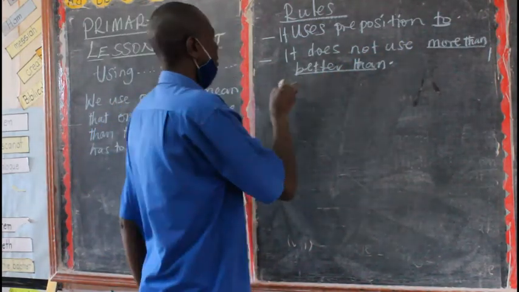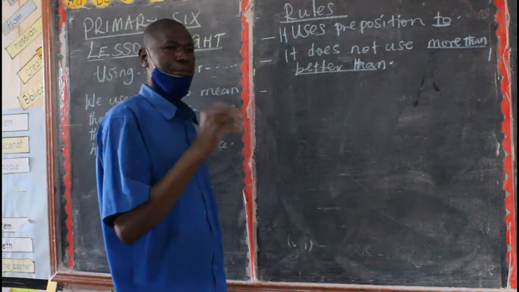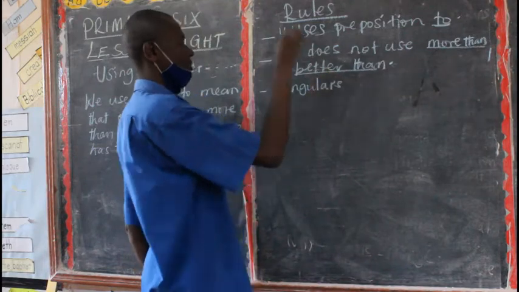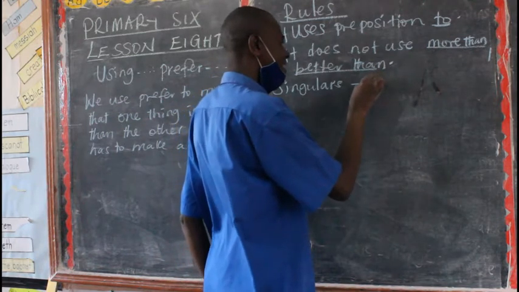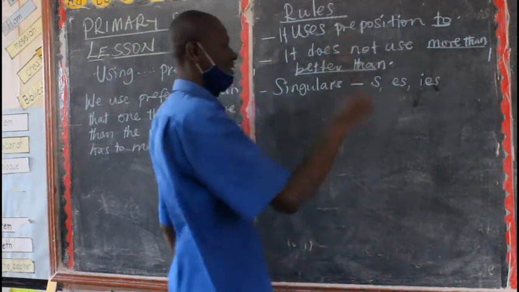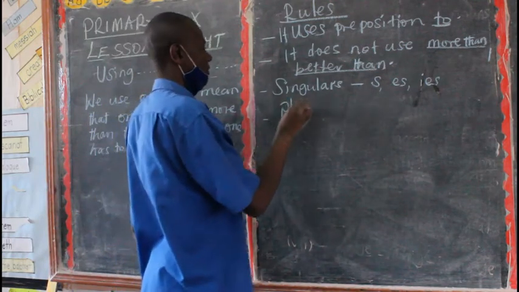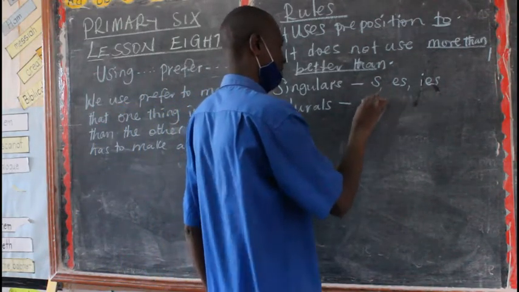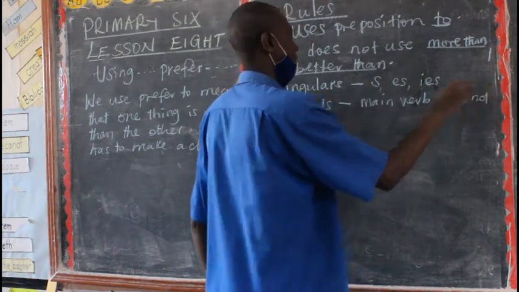So another rule is that when we are referring to singular nouns and pronouns, or I can call them singulars in simple terms, singulars are supposed to have letter S, ES, IES, ending the main verb. Then we have the plurals. If they are plurals, that means the main verb does not change.